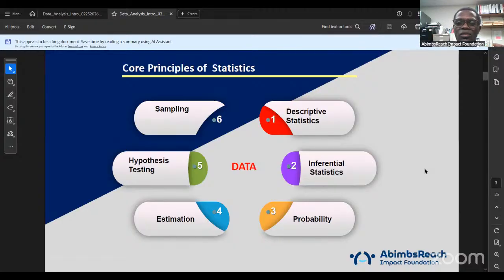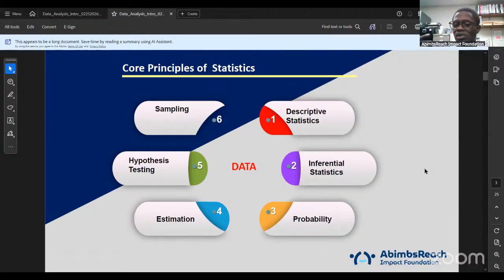And to be able to make use of inferential statistics, we have to understand the concept of probability. So the probability that an event will occur, the probability that an event will not occur, the probability of an event given another event. All of this helps us make use of inferential statistics to generate conclusions, generate insights from our processes.